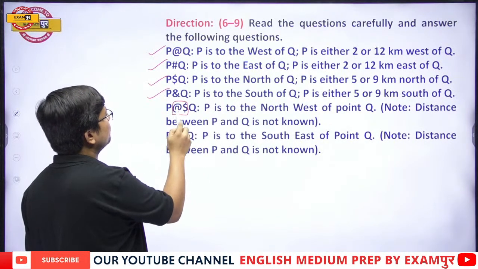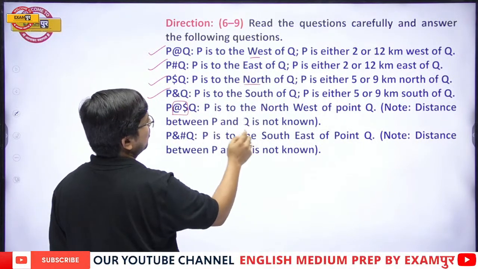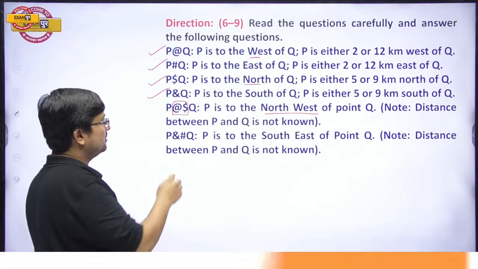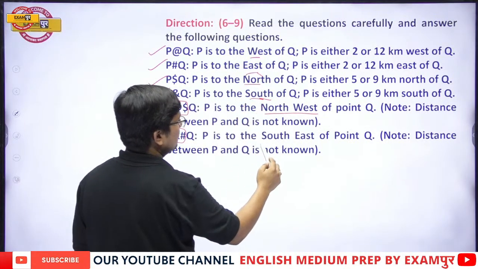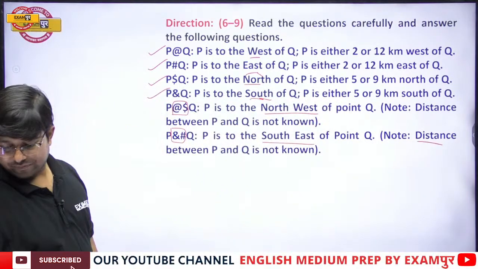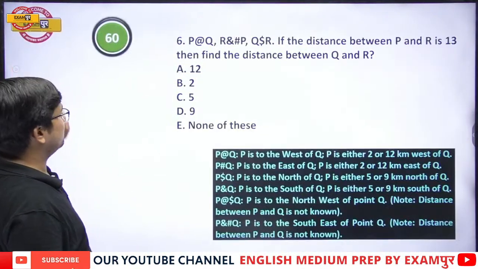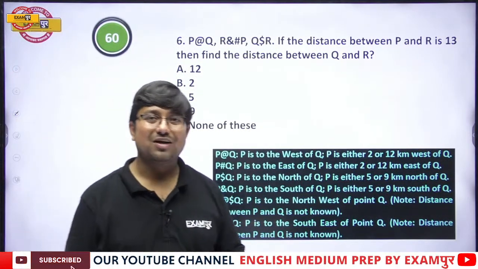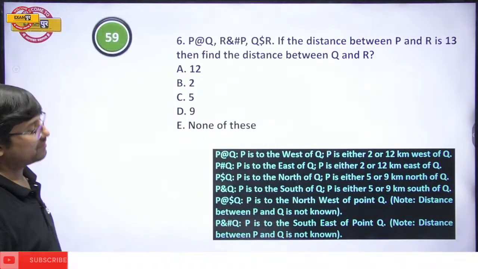P @$ Q: @$ means west, north, or northwest, and in that case the distance is not known. See the brackets. And &# means southeast, and in that case again the distance is not known. I hope it is very clear. Yes or no? Okay. Now, on the same thing, I will start with the questions. It appears slightly difficult, but it's not that difficult. Okay, here we go.